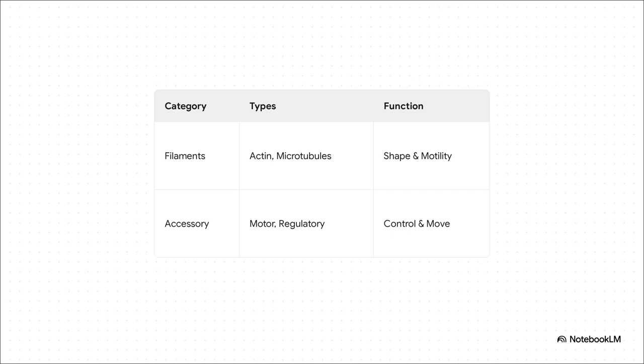First up, the structural scaffolding. These are the filaments. They come in three specific types: microtubules, actin, and intermediate filaments. Their whole job is to provide structural shape, anchor things into position, and allow for motility. The second category consists of the accessory proteins. Think of these as the operational workforce, the regulatory, linker, and motor proteins. They control how the filaments grow, connect the different parts together, and physically move organelles around the city.